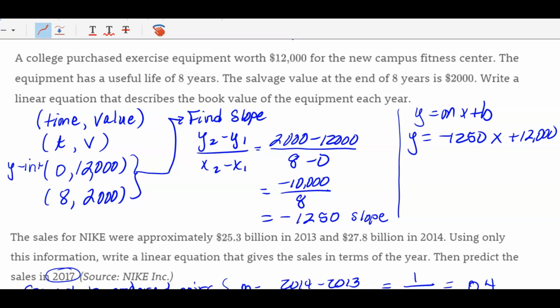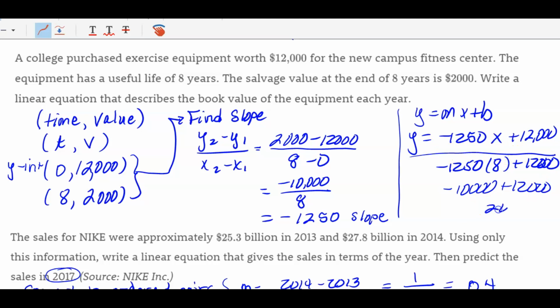And you can check it out. If I put an 8 in place for x, just pull out the old calculator. Negative 1250 times 8 gives me negative 10,000 plus the 12,000 at the end gives me 2,000. So yes, it works. In 8 years, it's worth $2,000.